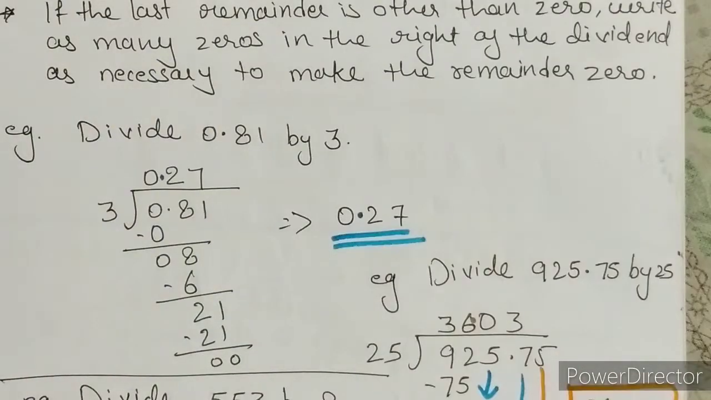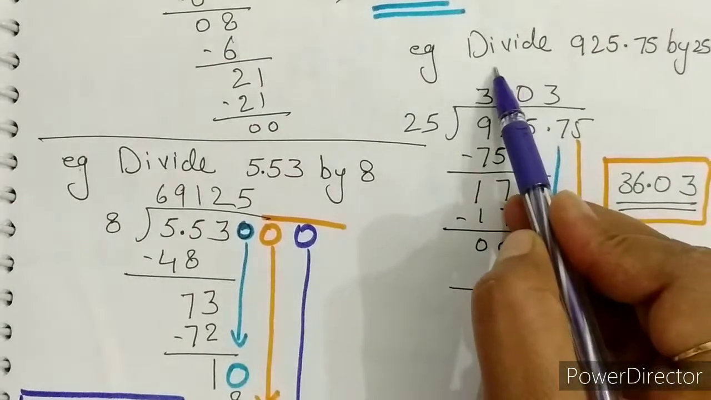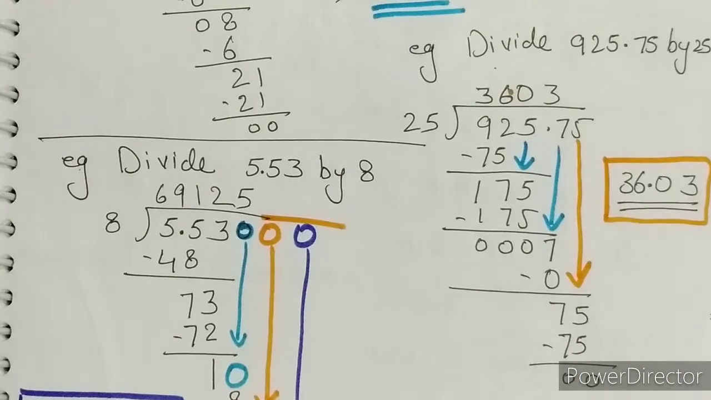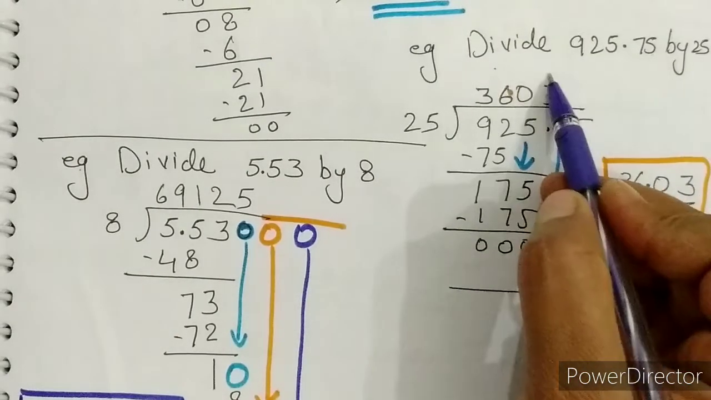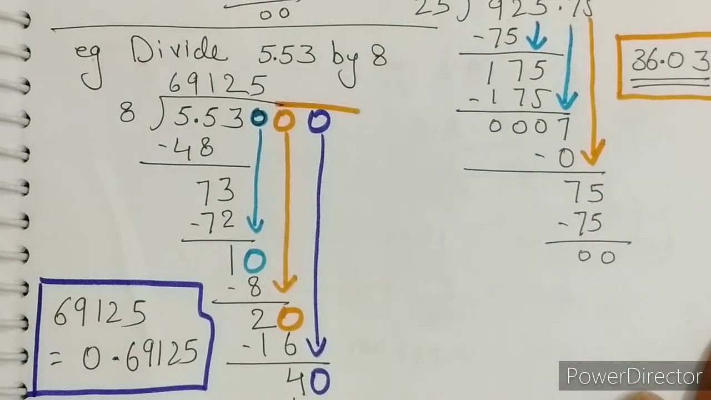Okay, there are 2 more examples. See, divide 925.75 by 25. So you practice this question and this one question. If you find any problem, you can comment in my comment section.